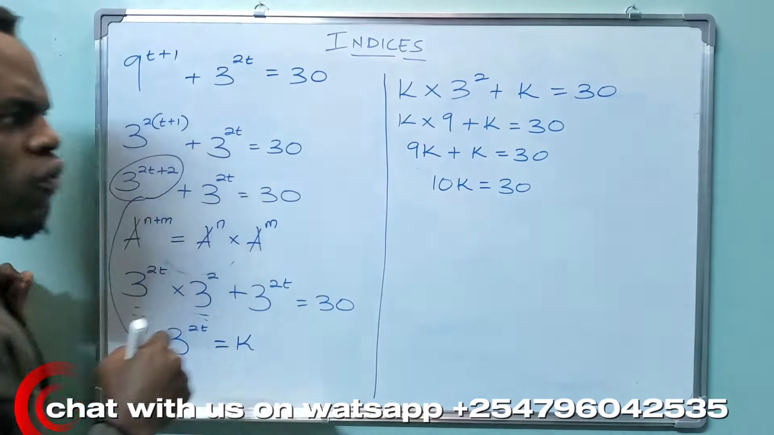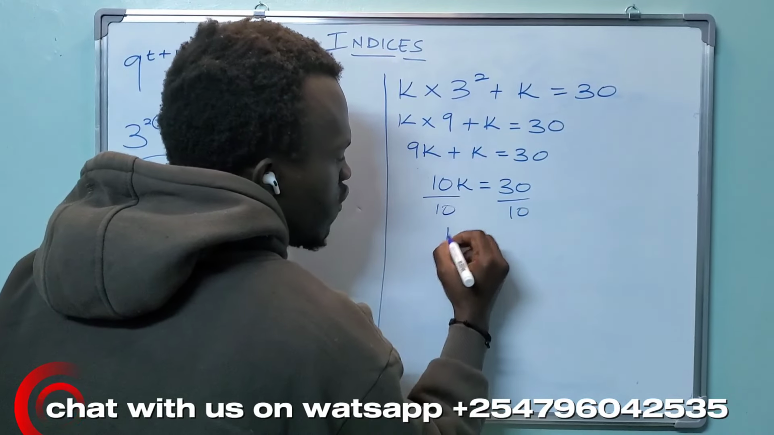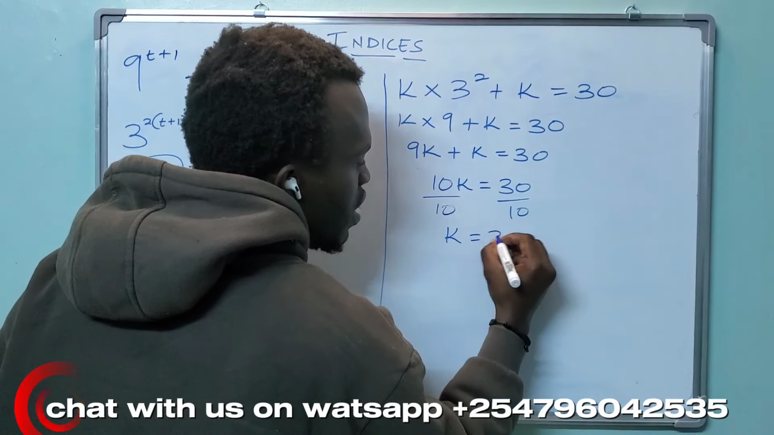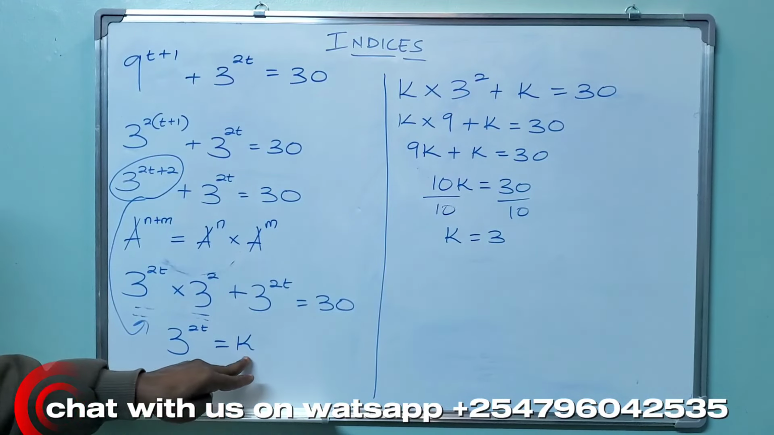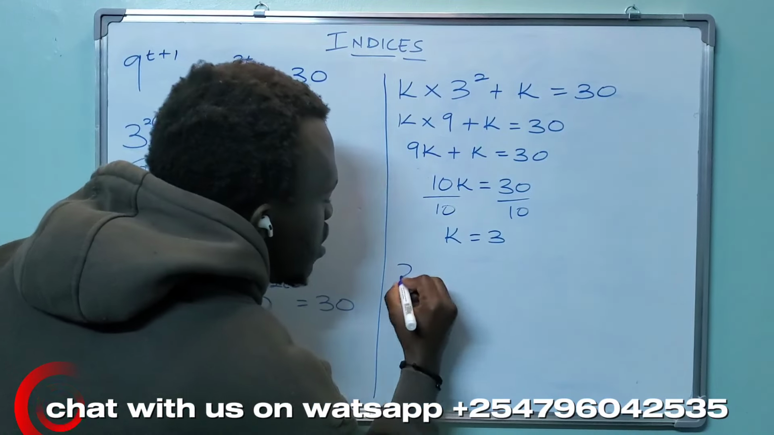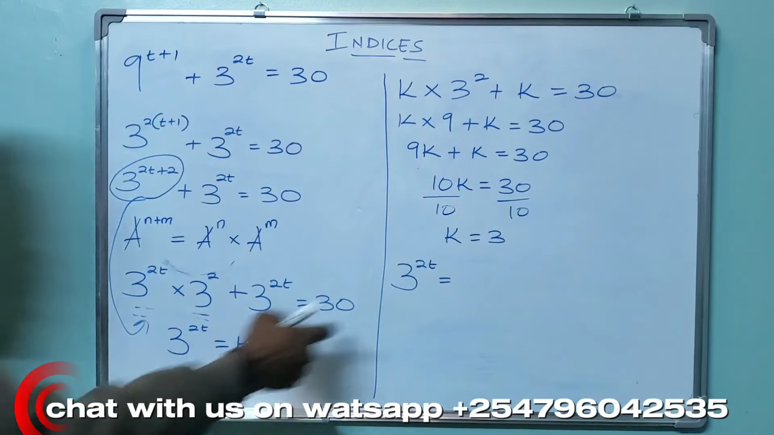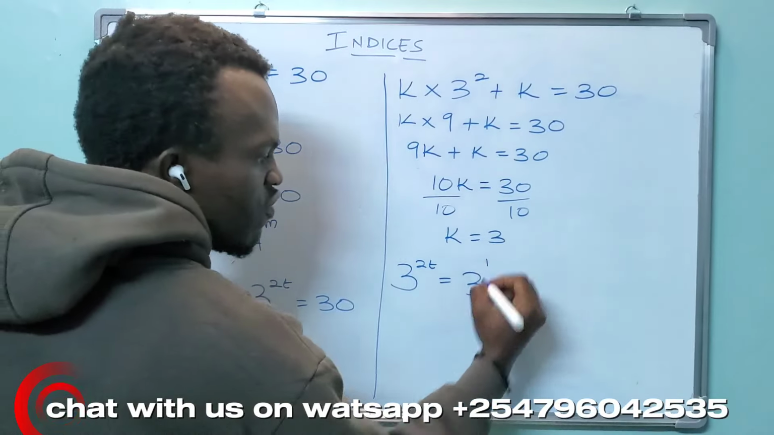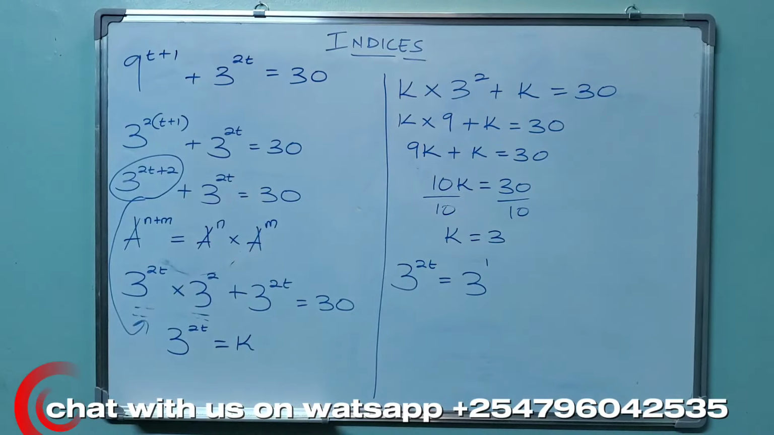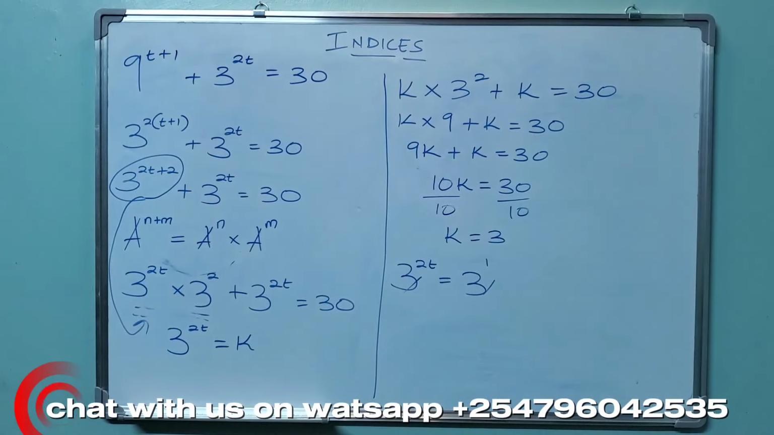Whereby, if I need the value of k, I'm going to divide here by 10, I'm going to divide there by 10, which means my value of k is going to be 3. And remember, 3 raised to power 2t was equated to k, which means 3 raised to power 2t is going to be equivalent to the coefficient of k, which is 3. Of which, if I have just a number like that, it means that it is raised to a positive power 1. So these 3 and these 3, because they are to the same base, they are not going to be useful anymore. We need to get the value of t.